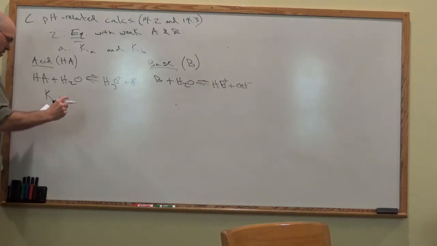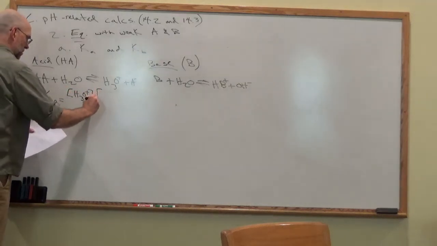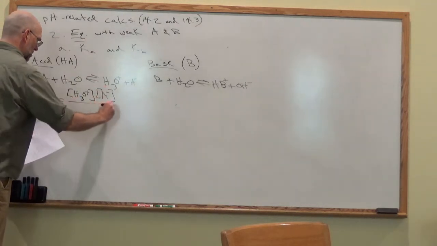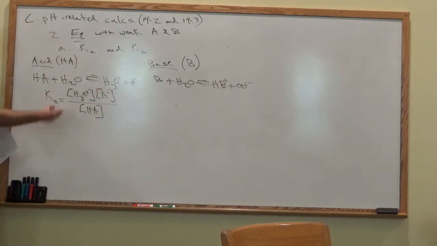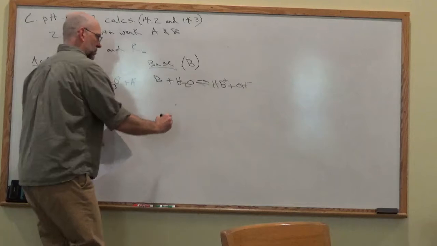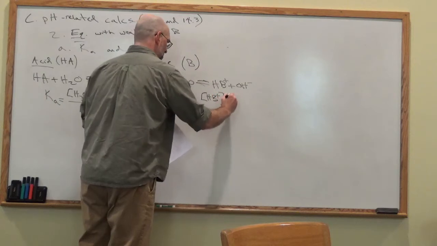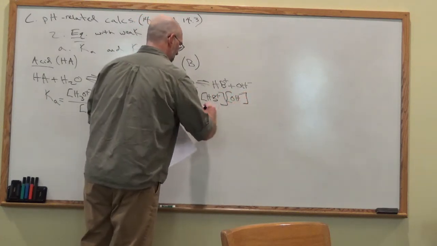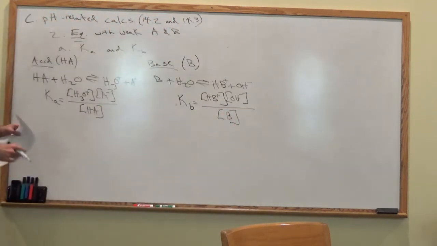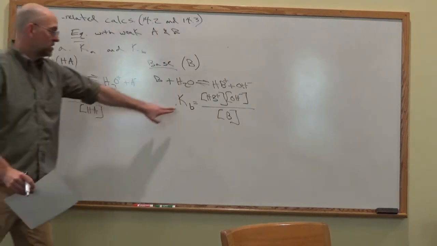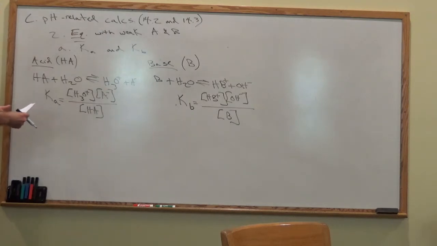And Ka would be the expression for this. Remember, we don't write the water. We don't put the water down here. And this is what you would look up. Tables in your book, there are 2 separate ones. I'm just going to put a couple of them here.